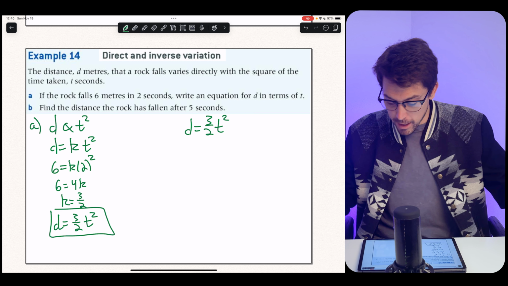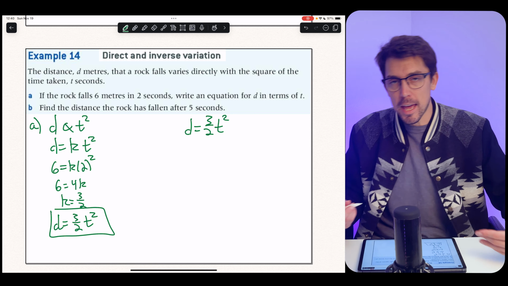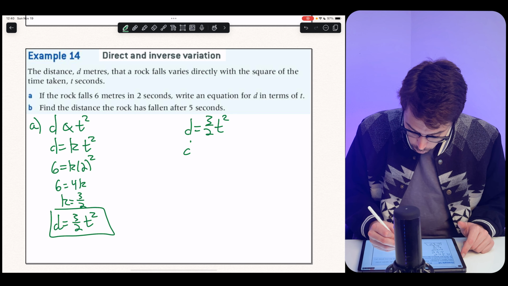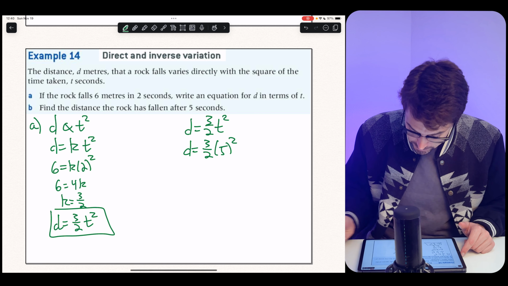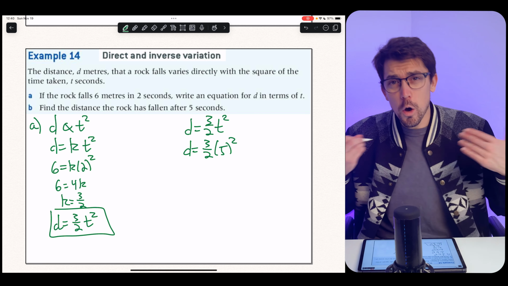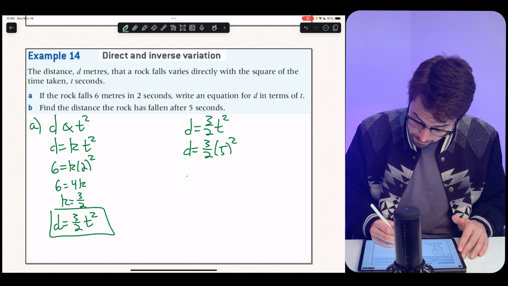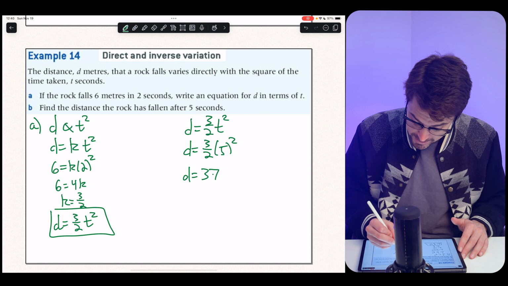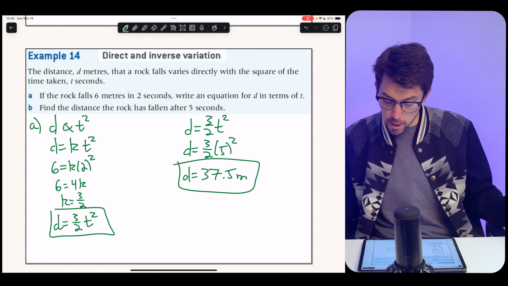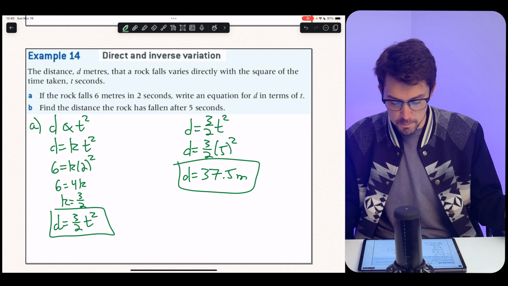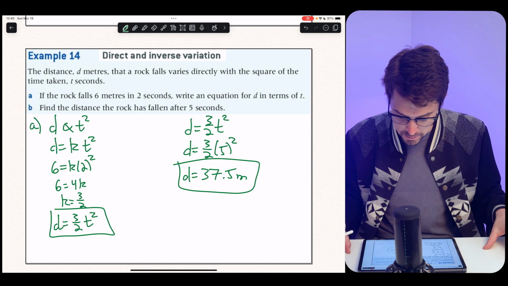Just like our last few problems, I now have an input and I want to solve for the output. I want to know what the distance is, but I know that 5 seconds is the time. If you put this into your calculator, you'll find that d is equal to 37.5 meters. That is how far the rock has fallen after 5 seconds, kind of like a very basic gravity problem that you see in physics.